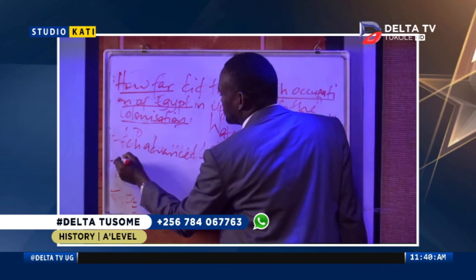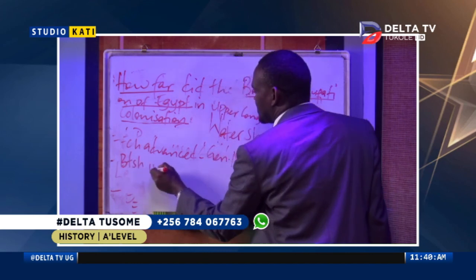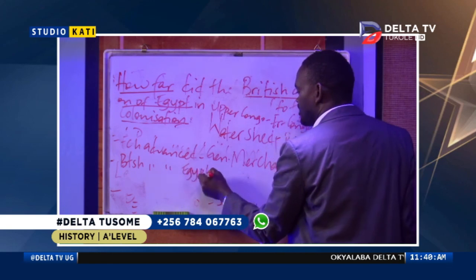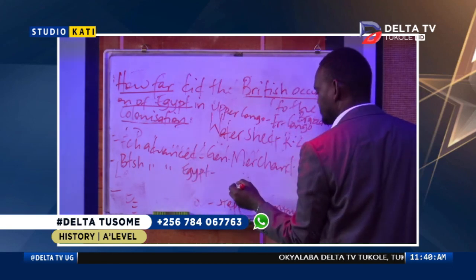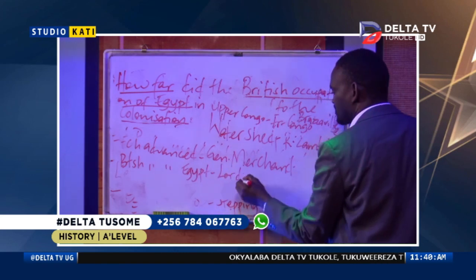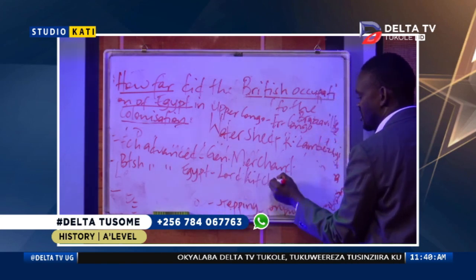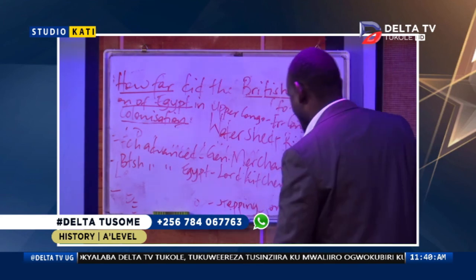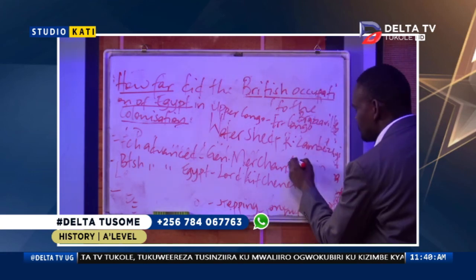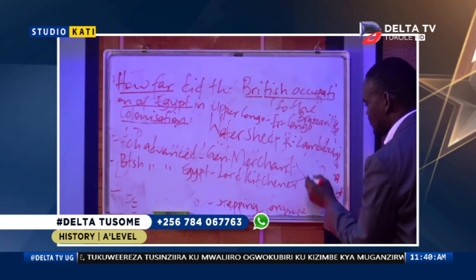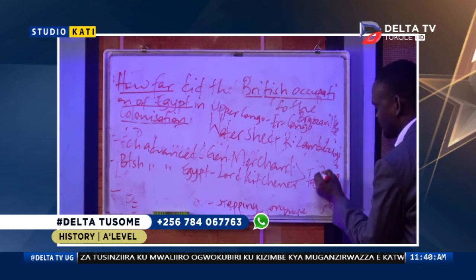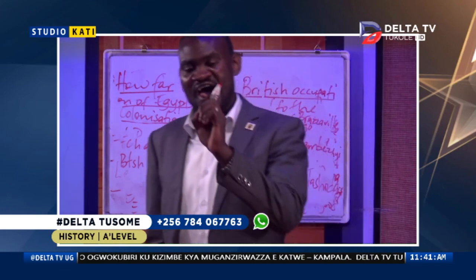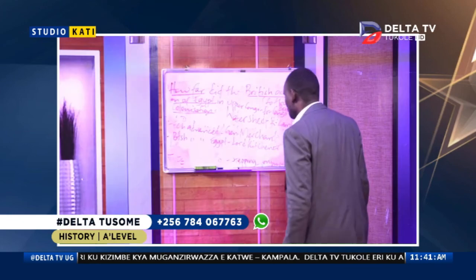So the British advanced from Egypt under their explorer, Lord Kitchener. When I'm talking about advancement, I'm referring to forces, okay? Under Lord Kitchener. And these two were almost clashing at a mere sandbar known as Fashoda. And it was that which culminated in the Fashoda crisis.